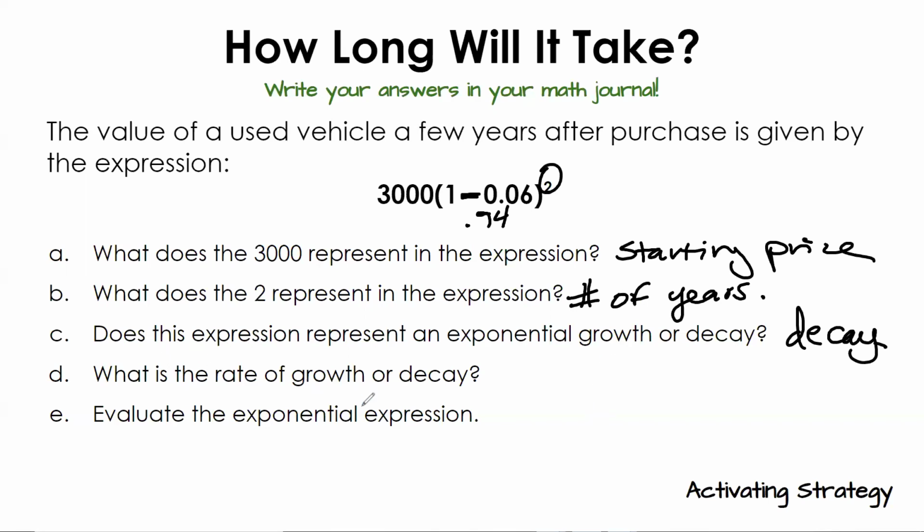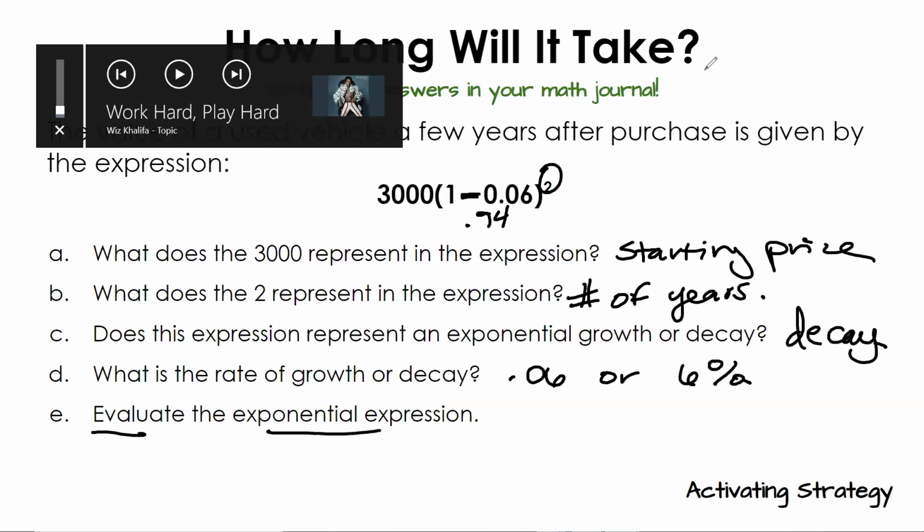So what is the rate of growth or decay? Well, the rate is whatever this number is that we're subtracting. So 0.06, or you could say 6%. Okay. Now you're going to take a moment and type this into your calculator because it says evaluate the exponential expression. Okay, so take a moment, plug that in. Okay. All right, what did you get?